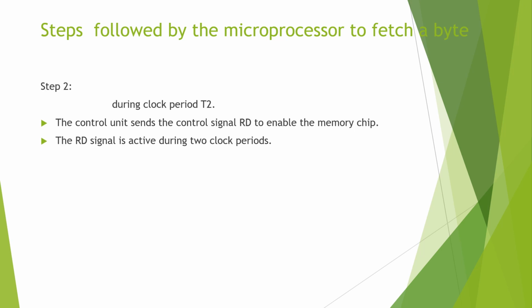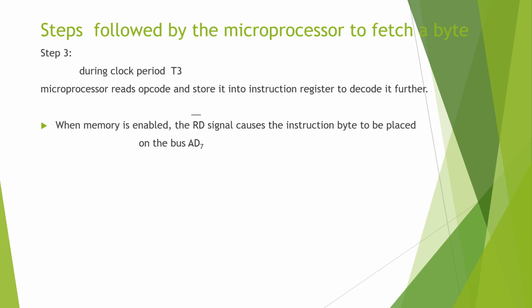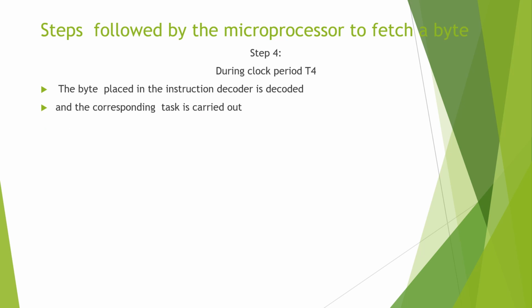During clock period T2, the control unit sends the read control signal to enable the memory chip, and this read signal is active during 2 clock periods. During clock period T3, the microprocessor reads the opcode and stores it in the instruction register for decoding. When the memory is enabled, the RD signal, that is the read signal, causes the instruction byte to be placed on the bus AD7 to AD0. During clock cycle T4, the byte which is placed in the instruction decoder is decoded and the corresponding task is carried out.